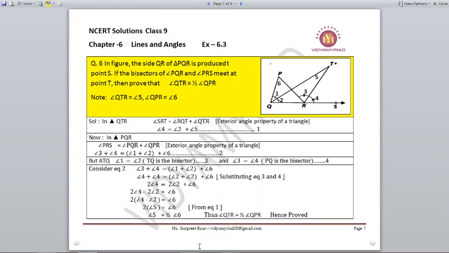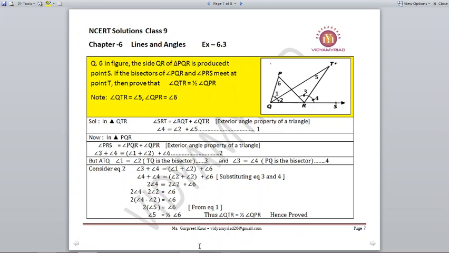Question number 6, which is the last question. In this figure, the side QR of triangle PQR is produced at point S. If the bisectors of angle PQR and PRS meet at point T, then prove that angle QTR is equal to half of angle QPR. Now what is QTR? If you see, QTR is your angle 5, and what is QPR? That is your angle 6. So on the other hand, we can say that angle 5 is equal to half of angle 6.